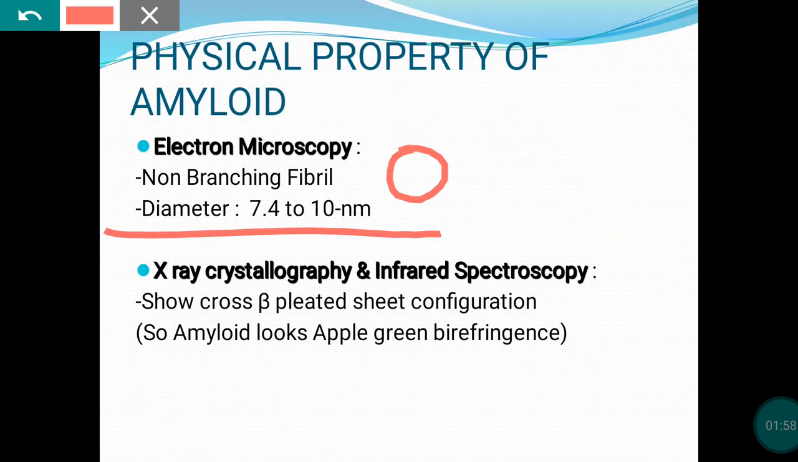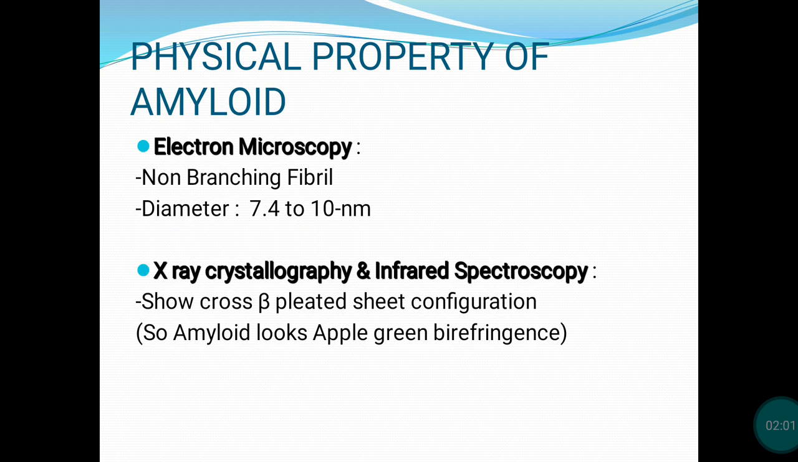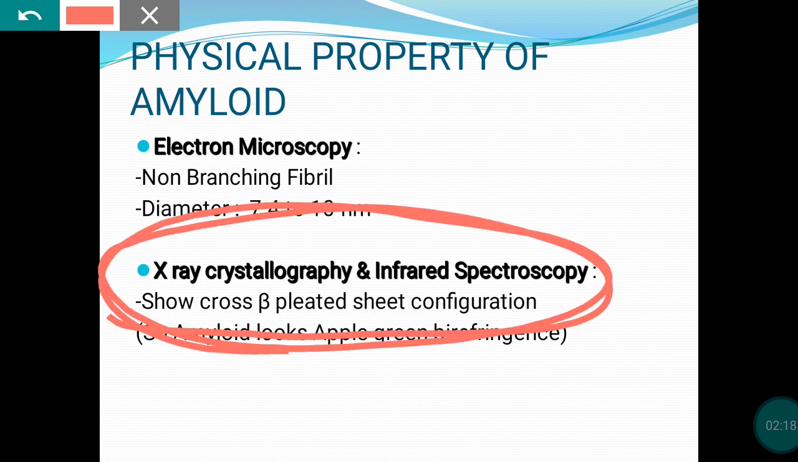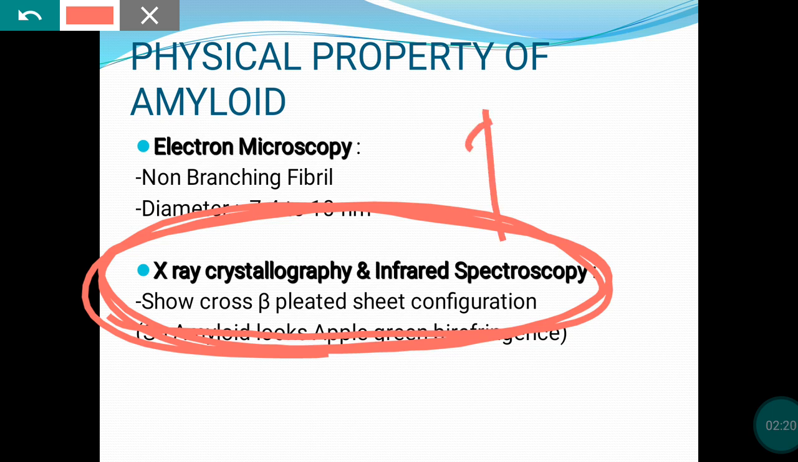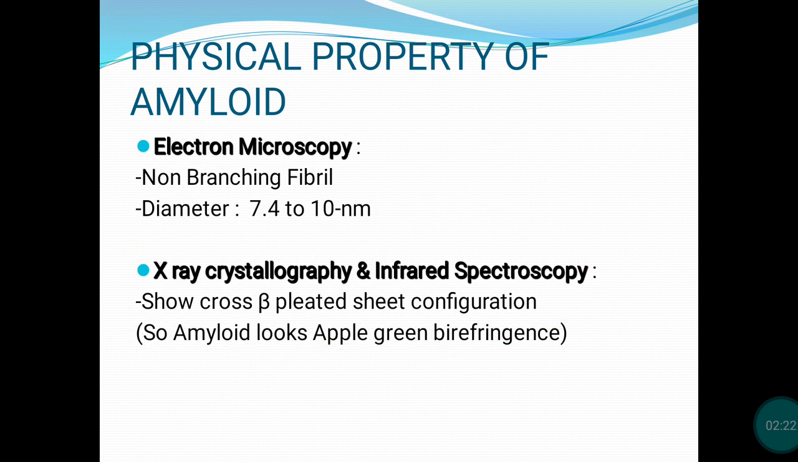That is also one of the questions. The diameter is 7.5 to 10 nanometer. Now, if you see this amyloid in X-ray crystallography or infrared spectroscopy, then it will show the beta-pleated sheet configuration. Remember that. And because of this configuration, amyloid shows an apple green birefringence when you inspect it under polarized microscopy. We will discuss it later on.